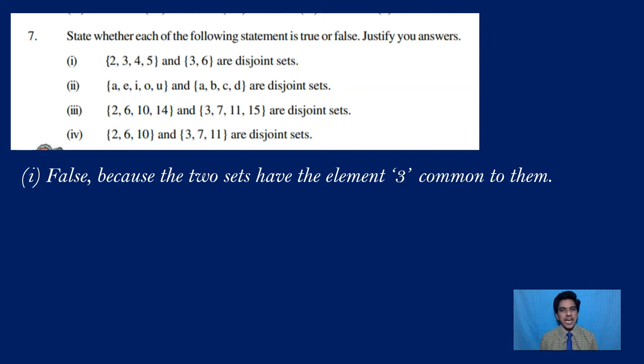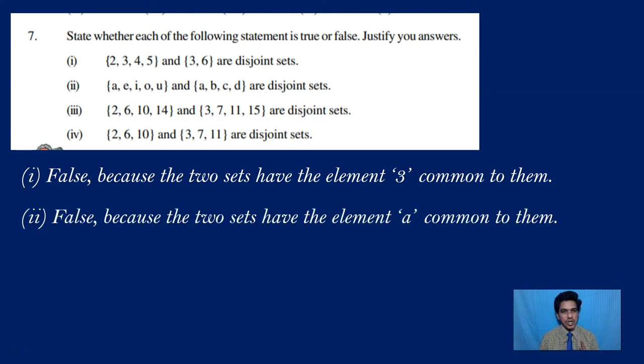Look at the next one. Set of A, E, I, O, U and set of A, B, C, D are disjoint. Are the two sets disjoint? Identify whether there are any common elements in the two. Do they have any common elements? Yes, they have A common to them. That means they are not disjoint, they are intersecting. That means this statement is also false because they have a common element A.